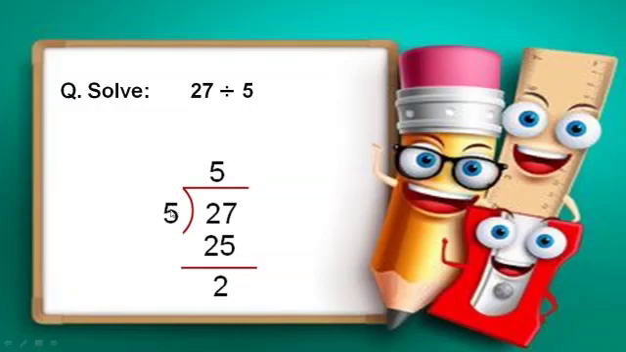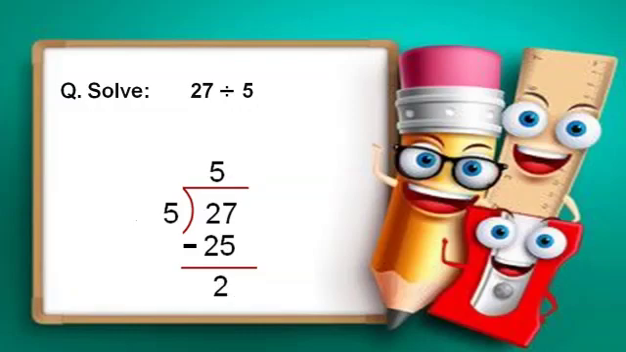Now we will read the table of 5. We have to read the table of 5 until we get a number smaller than 27. So 5 5s are 25. 5 6s are 30. We cannot use it because 30 would be greater than 27. Now in the next step we subtract 25 from 27. So what is the answer? 2. Now 2 is the remainder over here.